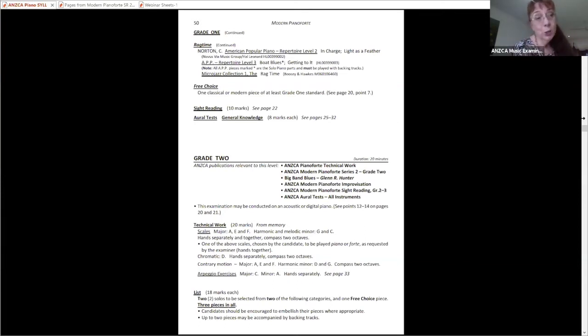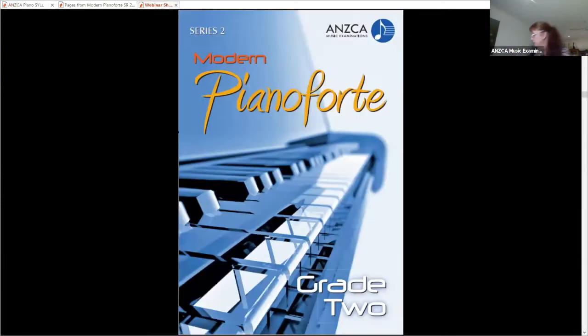Right, so now back to grade 2. This is where I really like to explore. Grade 2 starts at page 50. Now it's still only 3 pieces at this level. You've got 2 pieces that can be chosen from any 2 of the categories, and they only go up to ragtime, but the free choice again can be classical or from anybody.